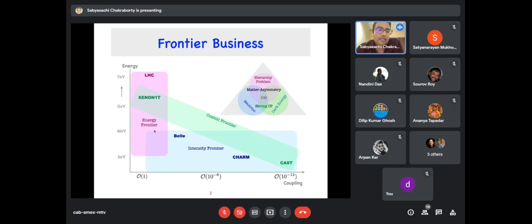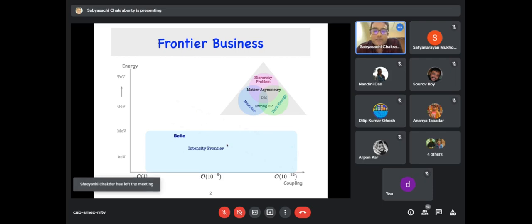And then there is, of course, the energy frontier, for example the LHC, which tries to look for direct production of new particles. But today's talk is based on the intensity frontier, and I reiterate, this uses intense sources of beams and therefore tries to look for rare processes in the standard model. The experiment which I will mostly talk about is Belle, and the new physics particle that I will talk about is axion searches at Belle.